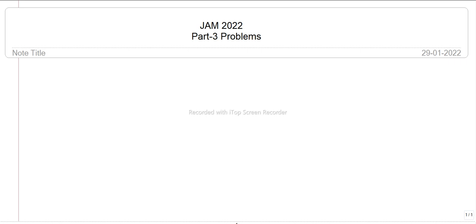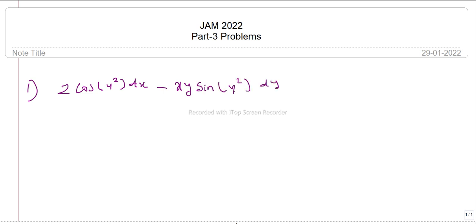x square, 2 times cos of y square into dx plus minus xy sin of y square into dy equal to 0. Then which of the following is true?